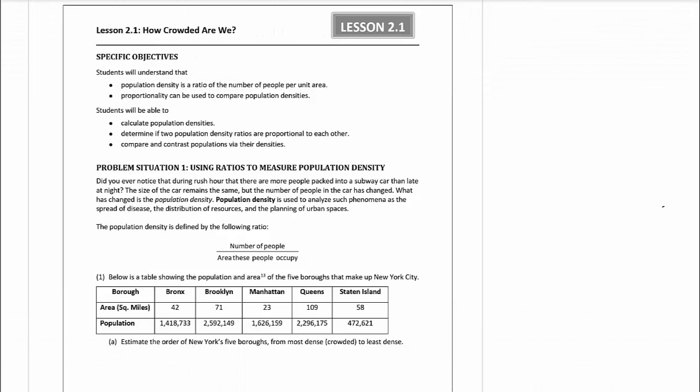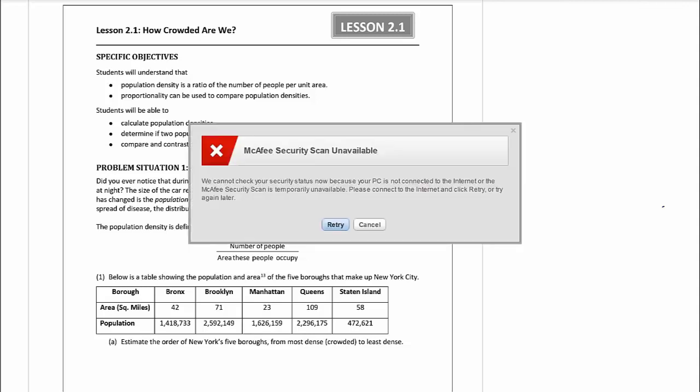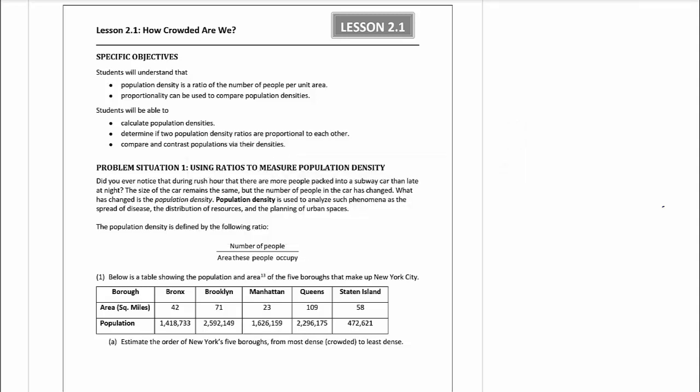Hi everybody, this is lesson 2.1, How Crowded Are We? So let's read the specific objectives for this lesson. Students will understand that population density is a ratio of the number of people per unit area. Proportionality can be used to compare population densities. Students will be able to calculate population densities, determine if two population density ratios are proportional to each other, and compare and control population via their densities.